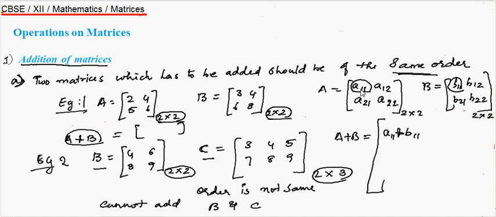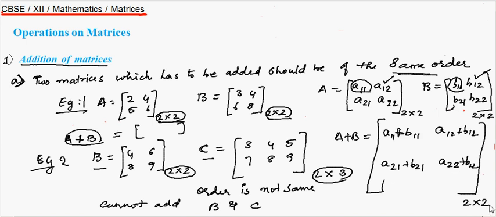You cannot add A11 with B12 because those are not the corresponding elements. A12 should be added with B12, that is the corresponding element. So it will become A12 plus B12. Similarly, the next element will be A21, which has to be added with B21, and A22 is added with B22. I hope you are clear. The order of the resulting summation matrix will also be 2 by 2. I hope you are clear with how to add any two matrices.